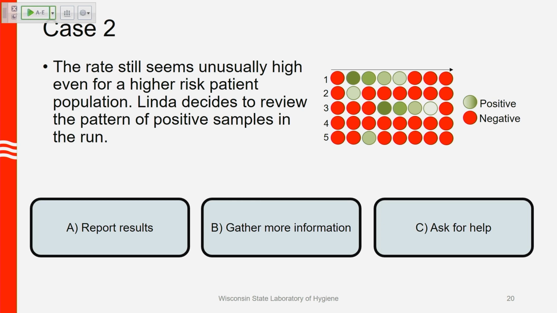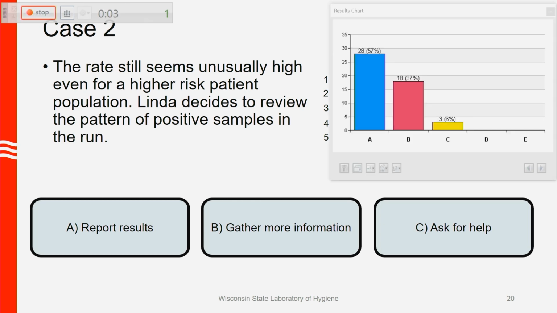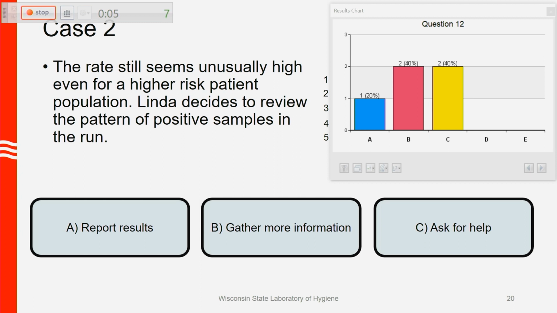If she's looking at the way the instrument runs, from left to right and top to bottom, reds are negatives, greens are positives. The darker the green, the more positive it is. So this is a molecular test with a relative fluorescent unit readout, for example. With this information in mind, would you report results, gather more information, or ask for help?